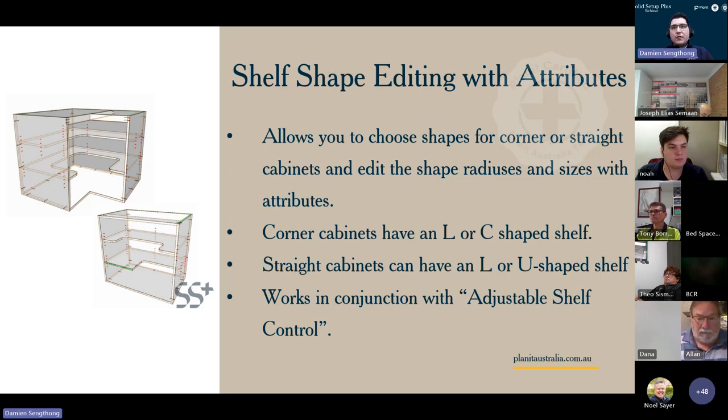Corner cabinets will provide an L or C-shaped shelf, and straight cabinets will provide an L or a U-shape. As I mentioned, it does work best in conjunction with the adjustable shelf control provided by Solid Setup. This is more so in regards to if holes are adjusted, the holes would remain parametric for the shaped part.